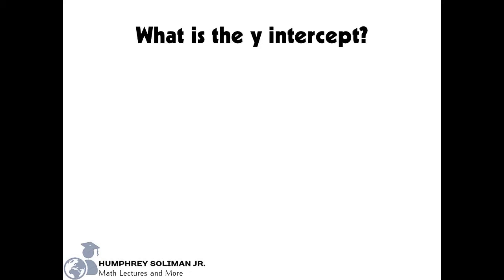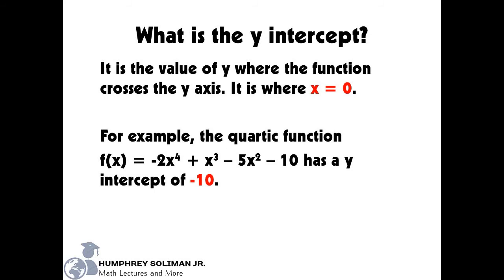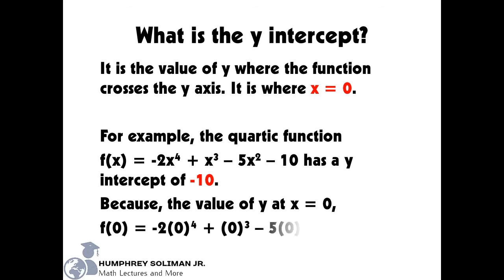Starting with number 1, what is the y-intercept of a polynomial function? It is the value of y where the function crosses the y-axis. It is where x equals 0. For example, the quartic function f(x) = -2x⁴ + x³ - 5x² - 10 has a y-intercept of -10, because the value of y at x = 0 is f(0) = -10.